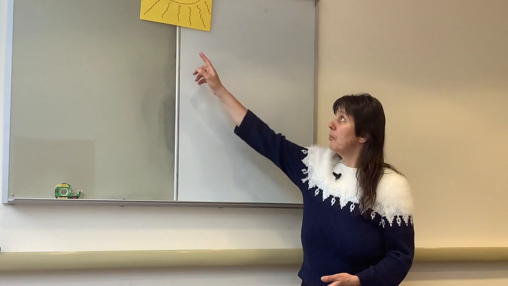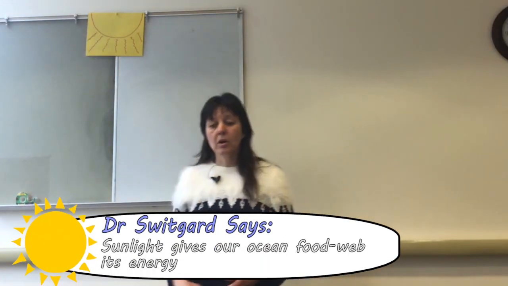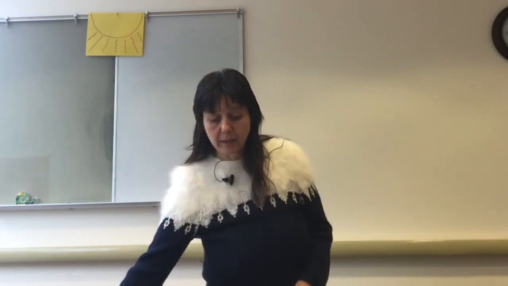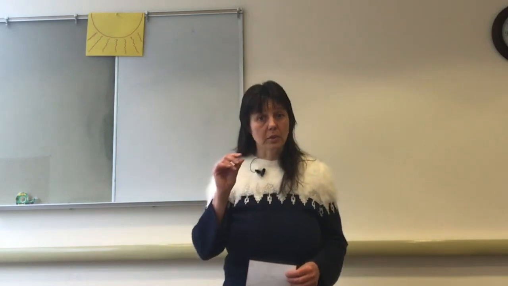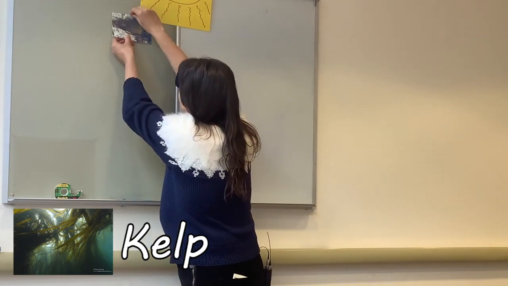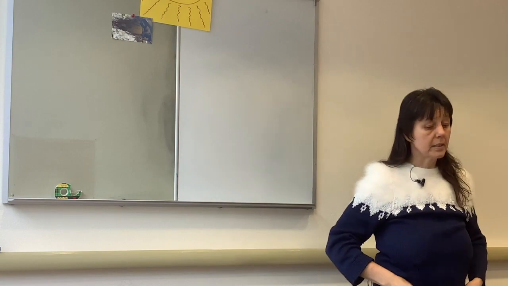And you can see that up here, there's a big sun up there. So everything starts with the sunlight. The sunlight gives our ocean food web the energy. At one of our stations, you learned about some organisms that need sunlight to grow. There were seaweeds, and there were also those tiny algae, those phytoplankton that you looked at under the microscope. We'll start with a seaweed called the kelp today. I'll put the kelp up here, and the kelp needs nutrients and water and sunlight to grow.